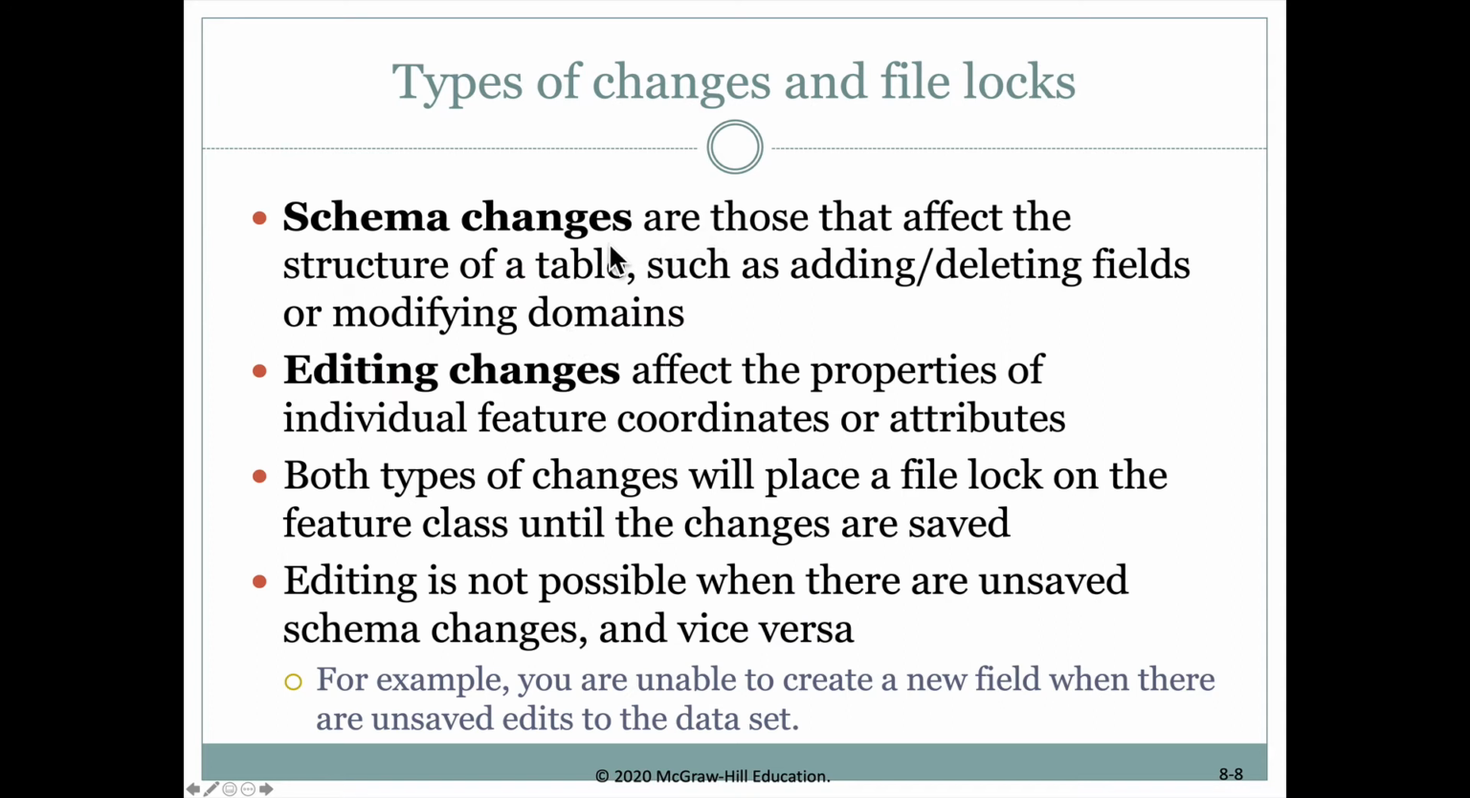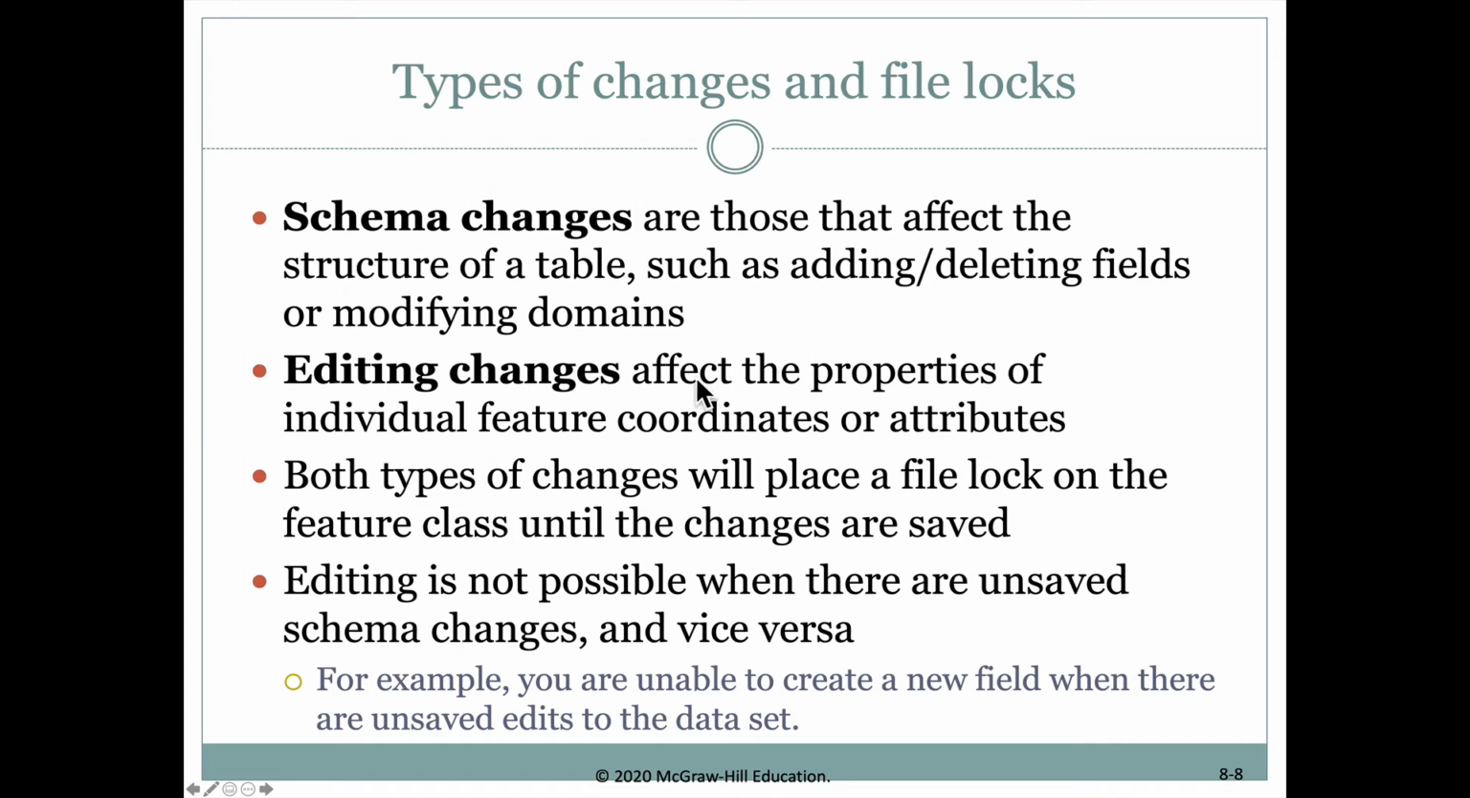Another thing to keep in mind is file locks, so that as we're editing something, files can be locked so that changes are not overwritten at the same time. There are two different types of changes that can take place. One is called schema changes, and those are ones that affect the structure of the entire table, such as adding or deleting fields or modifying domains within the table. But then we also have edit changes.